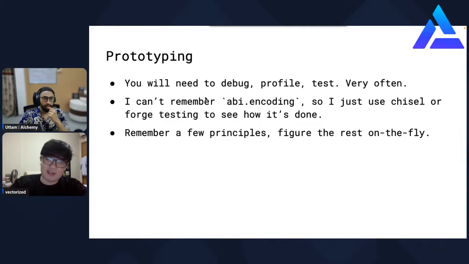You don't need to remember everything. For example, if you want to use inline assembly to do your ABI encoding, you can use Chisel or Forge testing to see how Solidity does it. Then you try to mimic it, try to copy it using your inline assembly. And yeah, just remember a few things and figure out the rest on the fly.